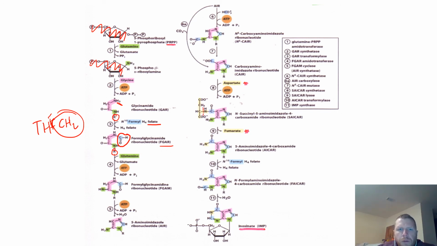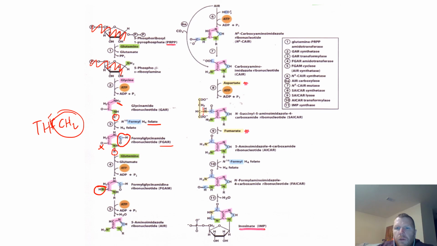Okay, so then what we're going to use is glutamine, and we're going to do aminotransferase, and in place of this carbonyl oxygen right there, we're going to put an NH. We're going to use ATP to produce ADP and Pi and make formyl glycinamidine ribonucleotide, or FGAM. So we've removed that carbonyl oxygen in favor of this NH.